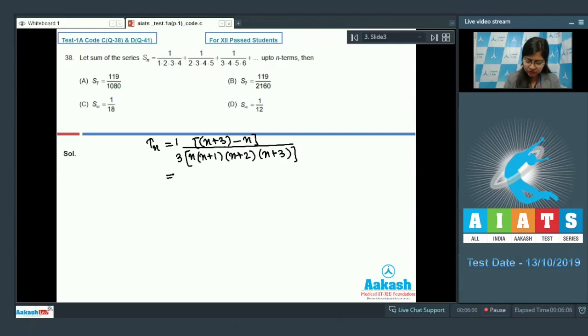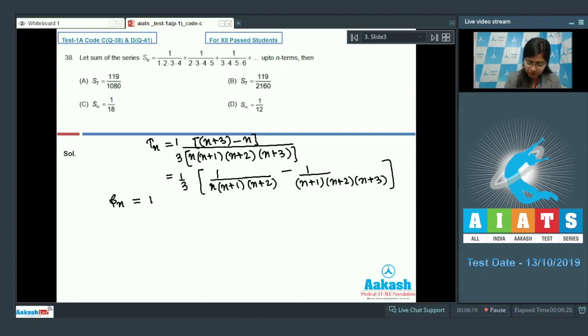Right? So this is equal to, taking 1 by 3 common, 1 upon n into n plus 1 into n plus 2 minus 1 upon n plus 1 into n plus 2 into n plus 3. Right? So if we talk about its sum up to n terms, that will be equal to 1 by 3 times, putting n equal to 1, we get 1 upon 1 into 2 into 3 minus 1 upon 2, 3, 4 plus, putting n equal to 2, we will get 1 upon 2, 3, 4 minus 1 upon 3, 4, 5 and so on.